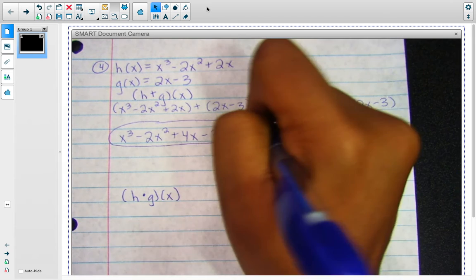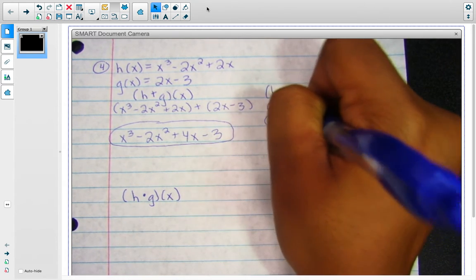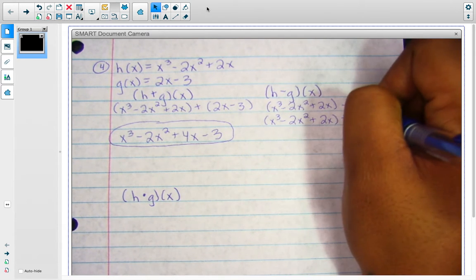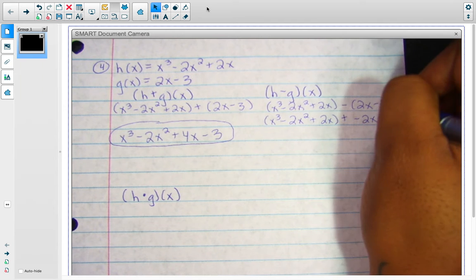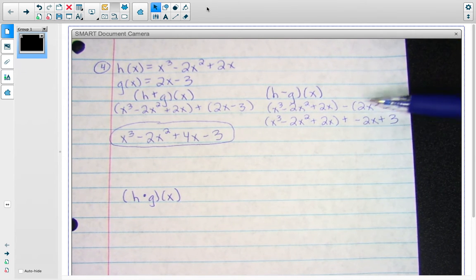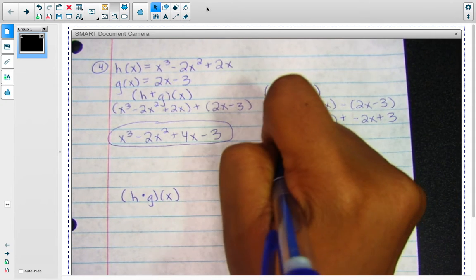As you know by now, I think it's a good idea for us to do keep, change, change so that we don't mess up on our signs. So change that to a plus and then change the sign of everything after. So the subtraction sign changed to a positive, that changed to the opposite, that changed to the opposite. So keep, change, change. Nothing goes with the x to the third. We're just going to bring that down.